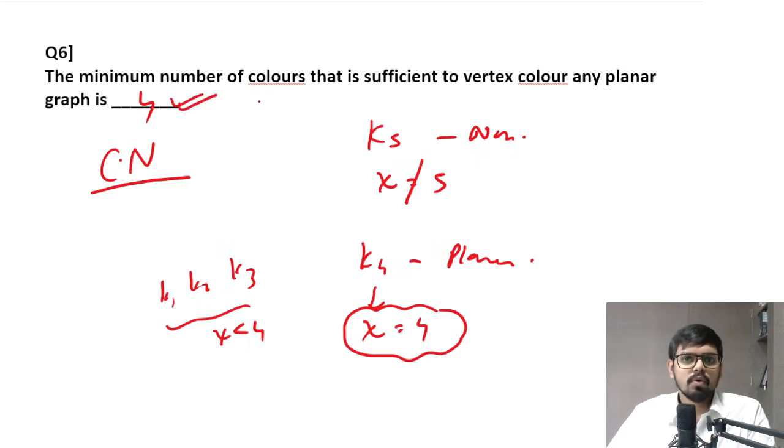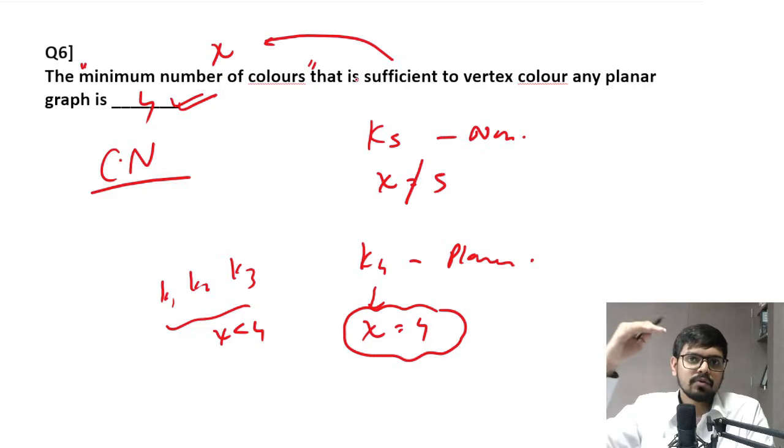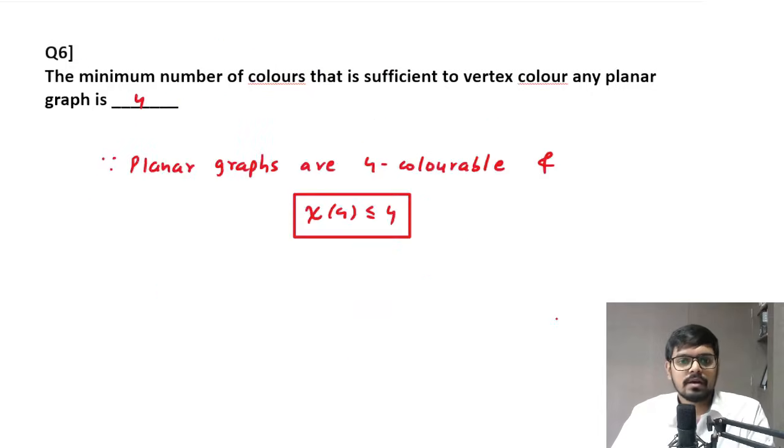If you need more, you can use them, but if you are in search of the minimum number of colors, that is nothing but the chromatic number. So the sufficient number of colors is nothing but the upper limit of the chromatic number. The upper limit of the chromatic number is 4 for any planar graph. Therefore, the statement was that planar graphs are 4 colorable, since the upper limit, the sufficient colors, is 4.